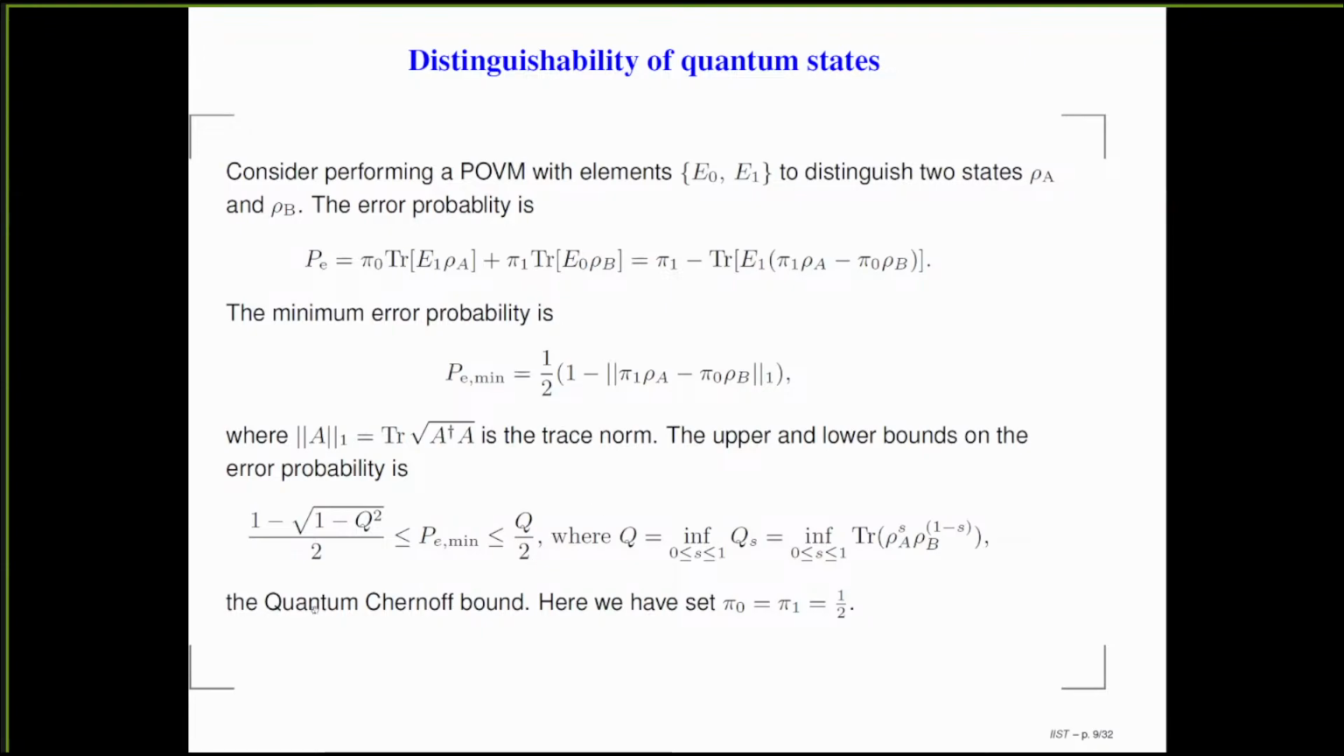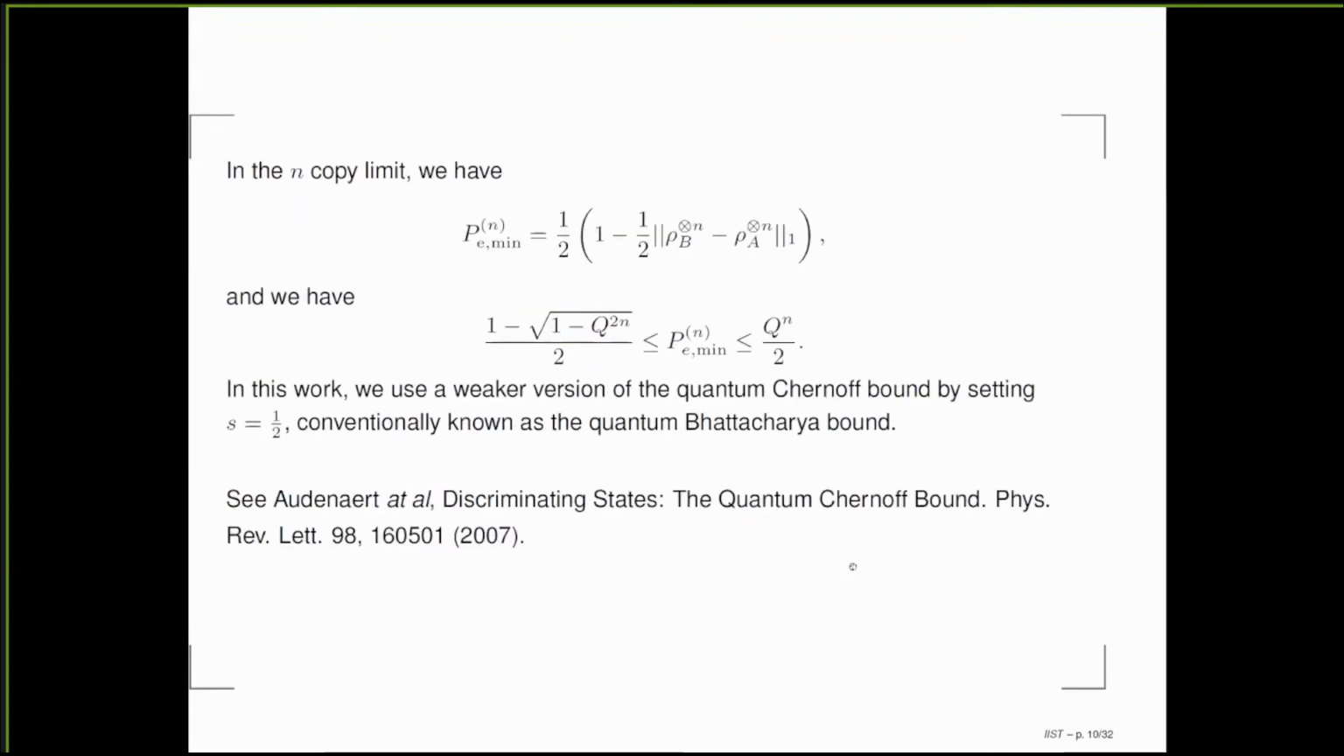So this lower and upper bound is called the quantum Chernoff bound, and we can set without loss of generality that initially the two states rho_A and rho_B are produced with probability half. And then in the n copy limit, we have this expression. It comes out to be straightforward. You calculate Q in the single copy case, and you replace the Q with Q power n, and we recover the n copy limit bounds on the error probability.